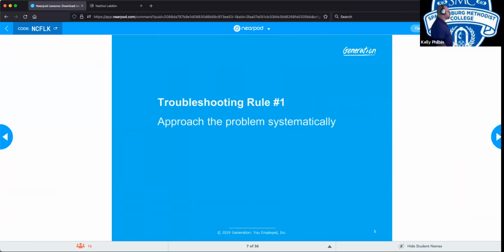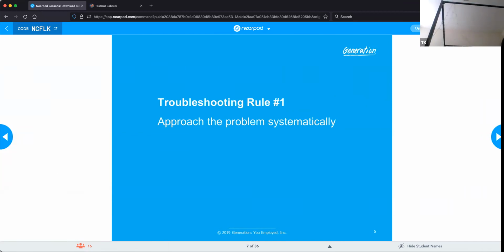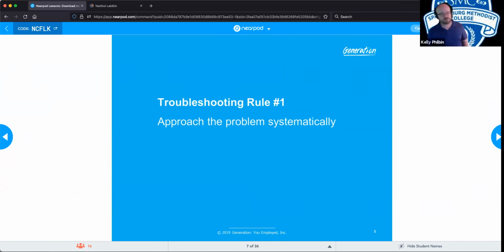Here we go. Troubleshooting. Rule number 1, approach the problem systematically. So when we hear that, what do we think? When we're saying use a systematic approach to problem solving, what does that make us think? Be organized. Organize, yeah, that's a good way to start it. Step by step. Very good, TJ.